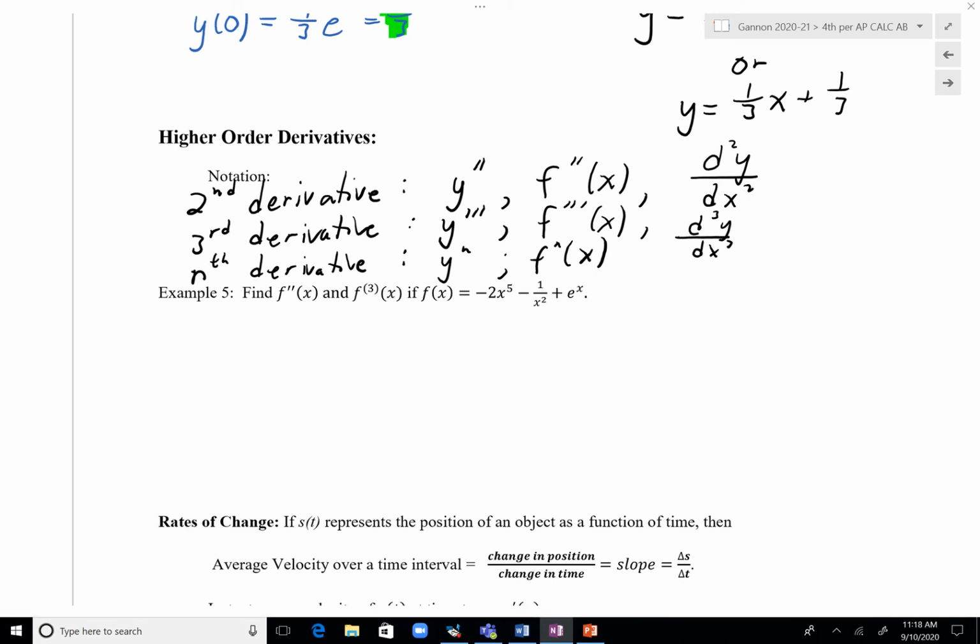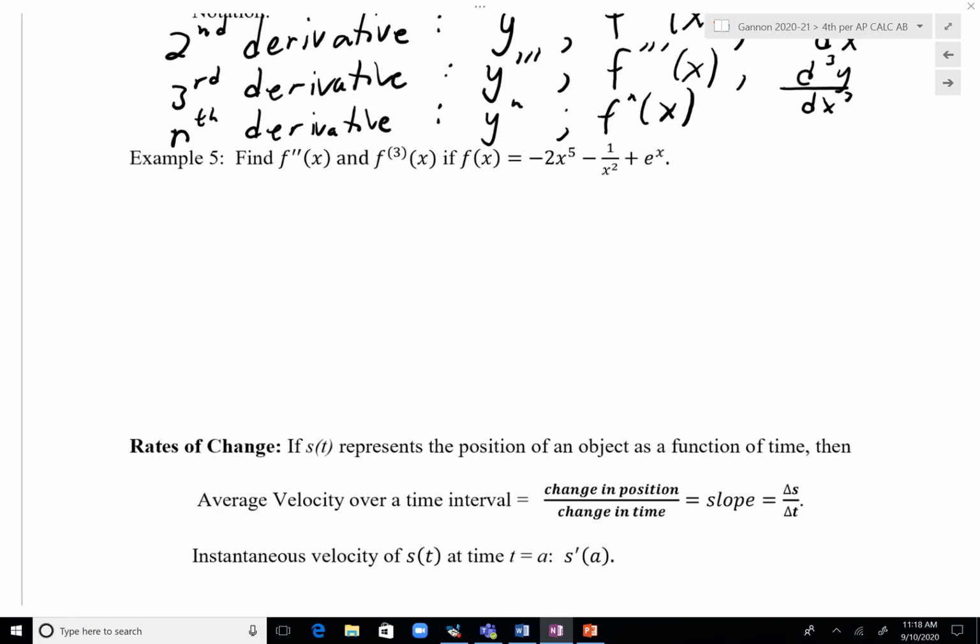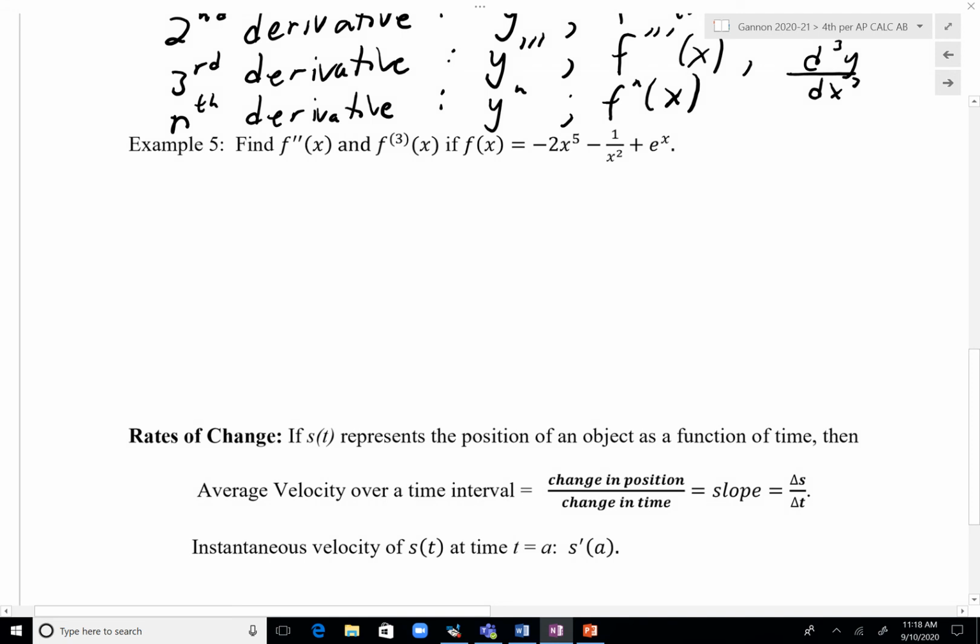It just depends. So, we have some examples below where we're given a function f of x, and we want to find the second derivative, and we want to find the third derivative. So f double prime of x, that's the second derivative. F with the little 3 there, that would be the third derivative of x.